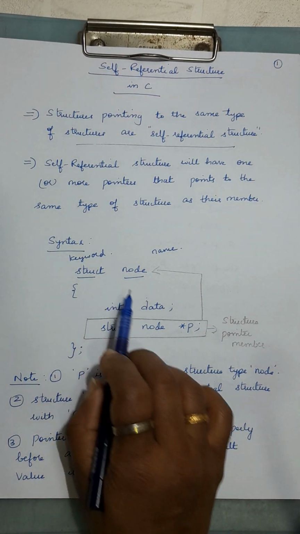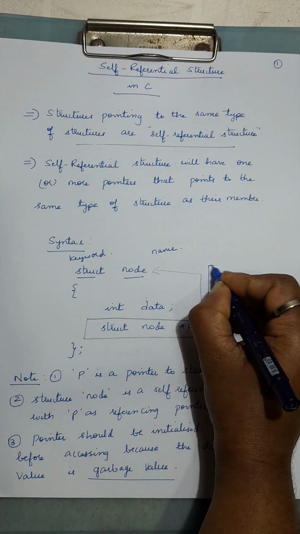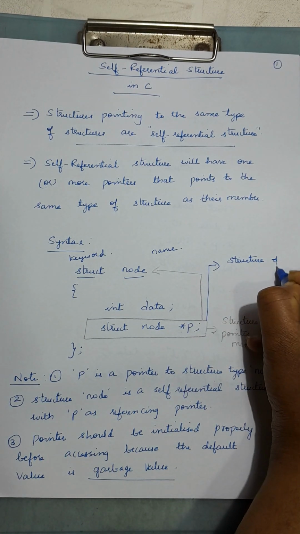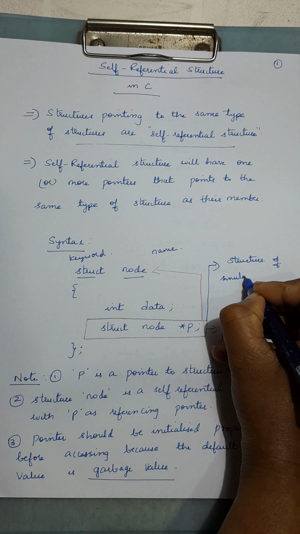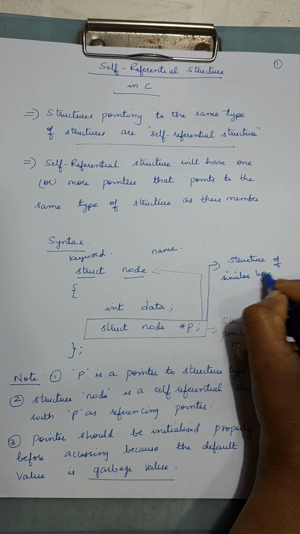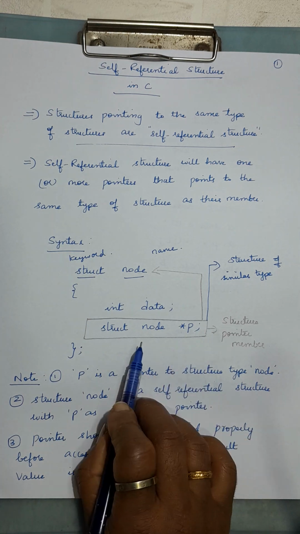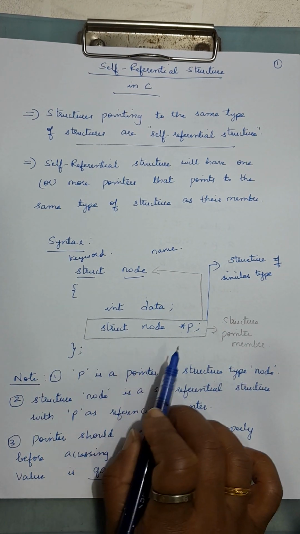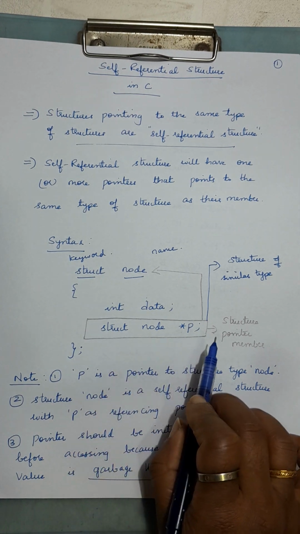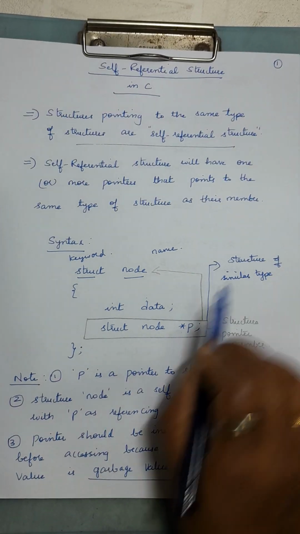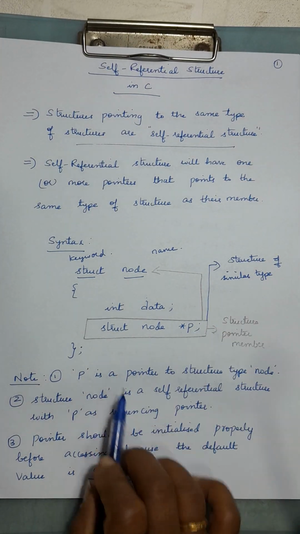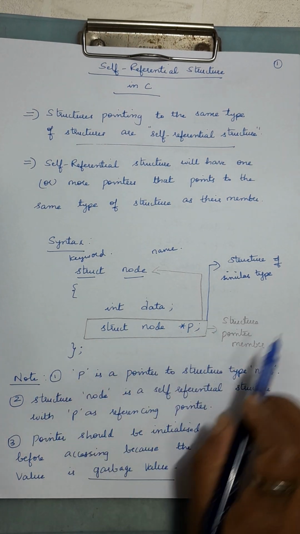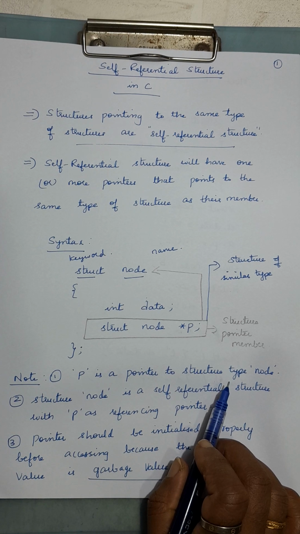Either it can point to itself or it can point to some other structure of similar type. What do I mean by similar type? The member variables of the other structure should be the same as this structure. So when a structure points to itself, or points to another structure of similar type, it is called a self-referential structure. Later, when I teach you with an example, it will be very easy to understand.